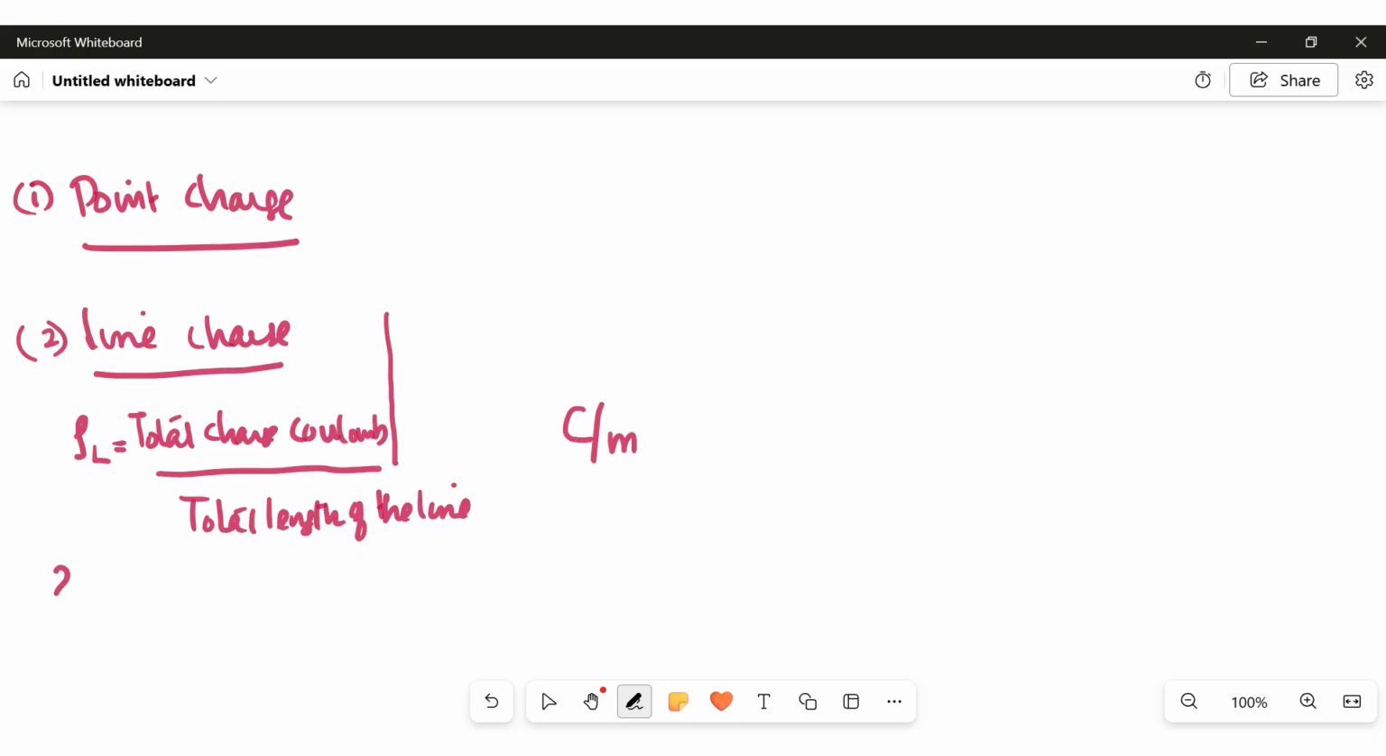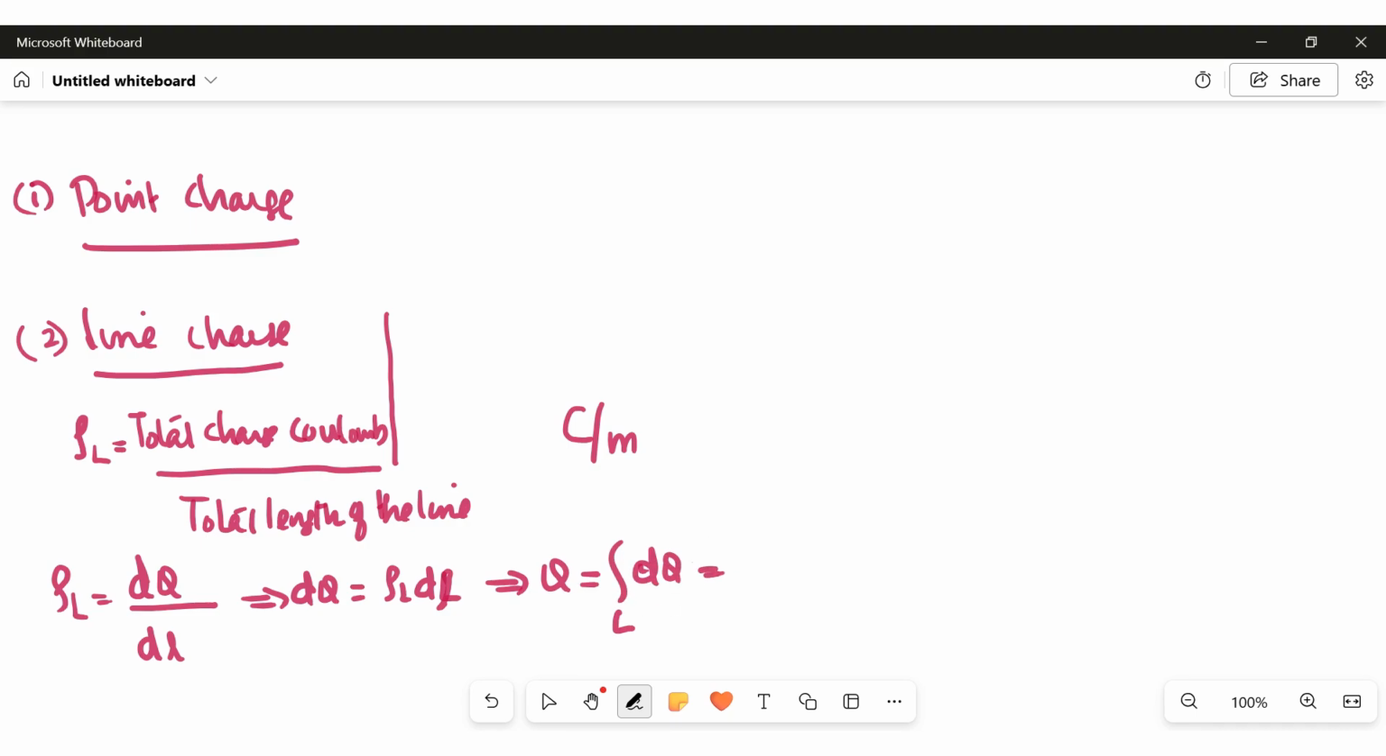Rho L can be expressed as dq, a small charge dq, over the length dl. Then dq can be expressed as rho L dl. In this case, Q can be found by integrating dq over the length L, that is equal to the integral of rho L dl. This is about line charge.